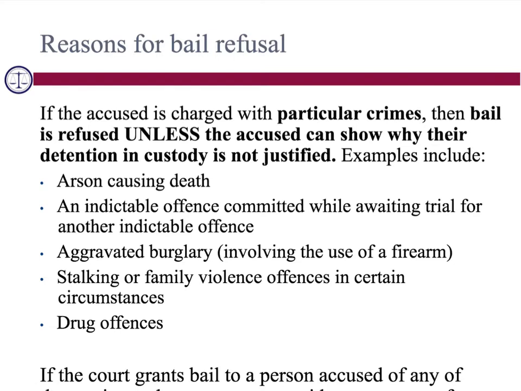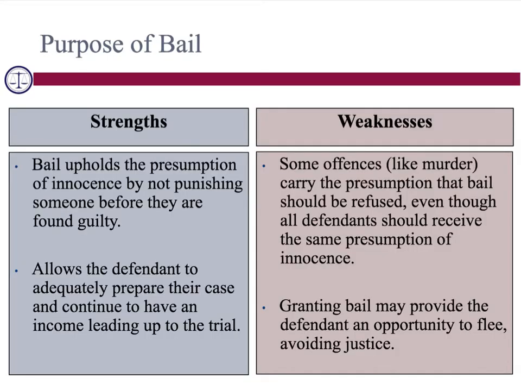Some examples include arson causing death, an indictable offence committed while awaiting trial for another indictable offence, aggravated burglary involving the use of a firearm, stalking or family violence offences in certain circumstances, and drug offences. If the court grants bail to a person accused of any of these crimes, the court must provide a statement of reasons. One of the strengths of bail is that it upholds the presumption of innocence by not punishing someone before they're found guilty. However, a corresponding weakness is that some offences, like murder, carry the presumption that bail should be refused, even though all defendants should receive the same presumption of innocence.